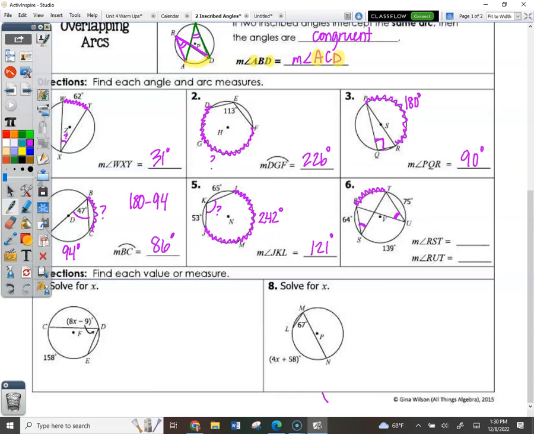Now look at your picture. Is there a diameter in this picture? No. Careful. It's got to go right through the center.